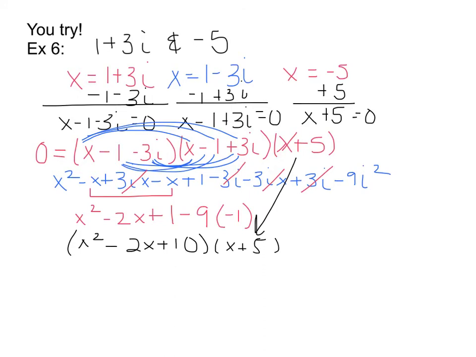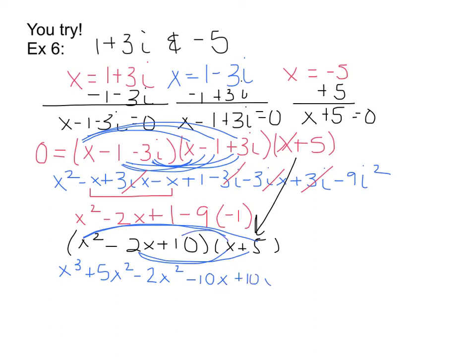So x squared times x gives me x to the third. x squared times 5 gives me 5x squared. Negative 2 times x gives me negative 2x squared. Negative 2x times 5 gives me negative 10x. Okay, move on to the last one. 10 times x is positive 10x. 10 times 5 gives me 50.